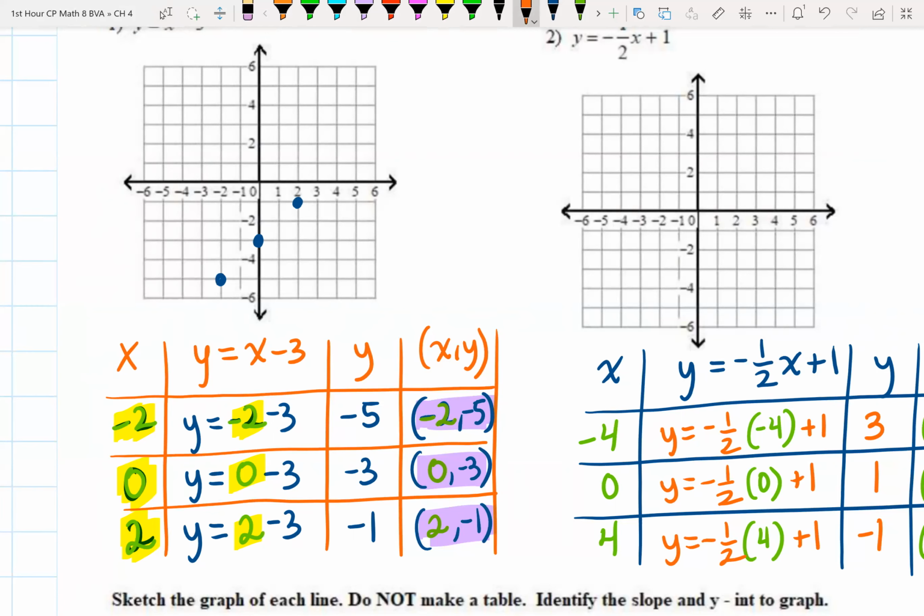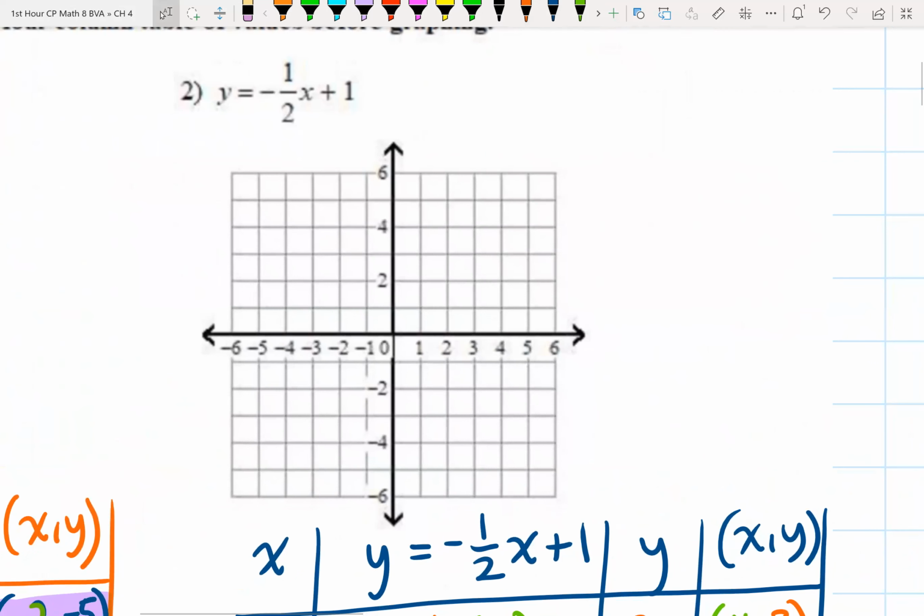Go ahead and take your ruler and draw your line through those points with arrows at both ends. And you've done it. You've made a great graph for number 1 with a y-intercept of -3 and a slope of 1. Checking out number 2, we've got an equation y equals -1/2 x plus 1.